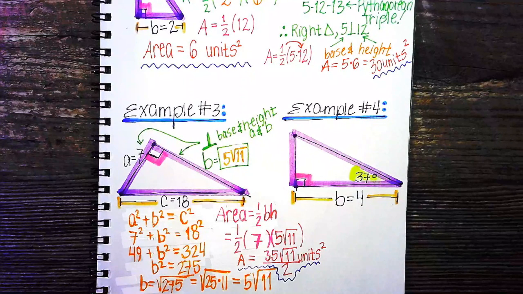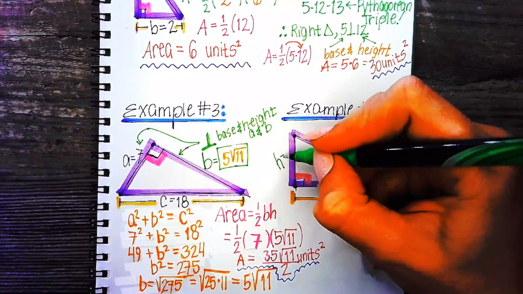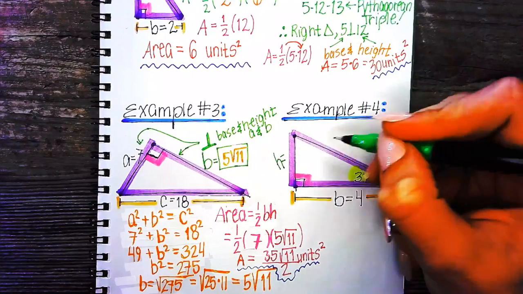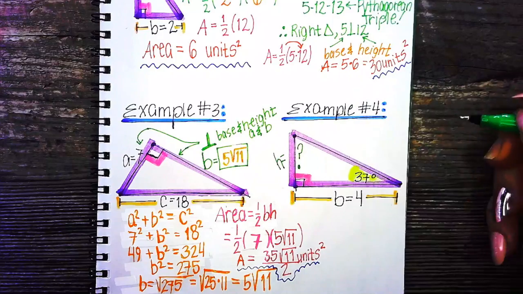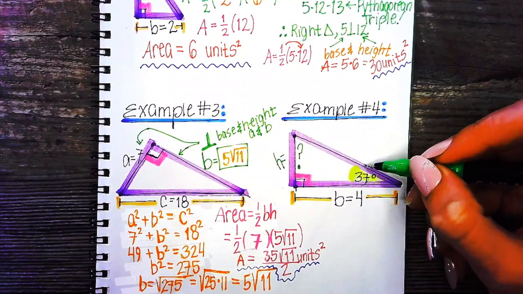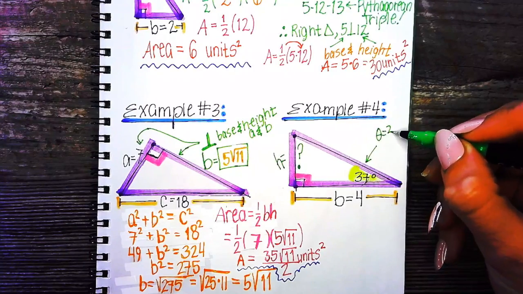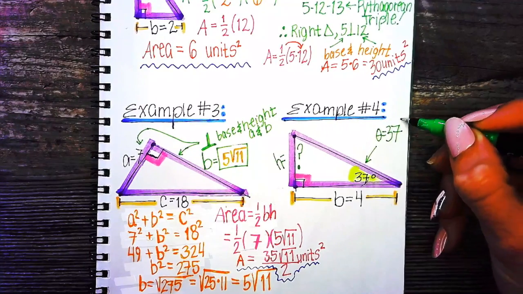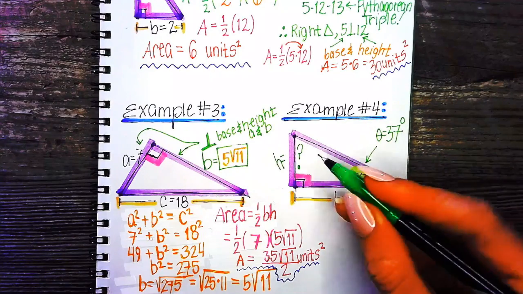Example 4 definitely stands out as being different than the previous 3 examples because we have an angle labeled in the bottom right corner that is not 90 degrees. We are given a 37-degree angle. Since we've been working on trigonometry and the name of this lesson is actually area and trigonometry, we're probably going to have to utilize our good old friend SOHCAHTOA to figure out this problem.